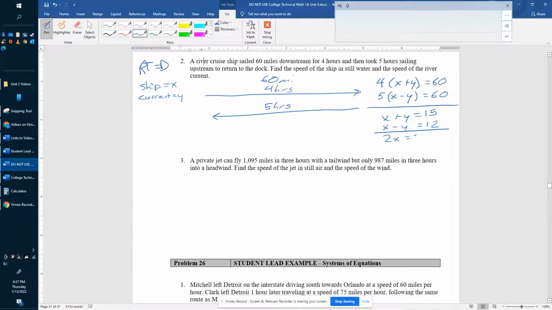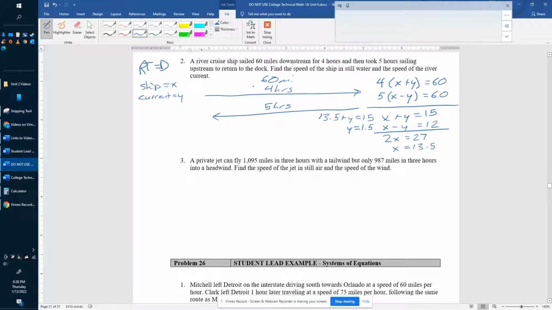2x equals 27. X equals 13.5. So we can plug 13.5 into any one of these equations for x. I'm going to plug it in here. So we'll have 13.5 plus y equals 15. Subtract 13.5 from both sides and we get y equals 1.5.